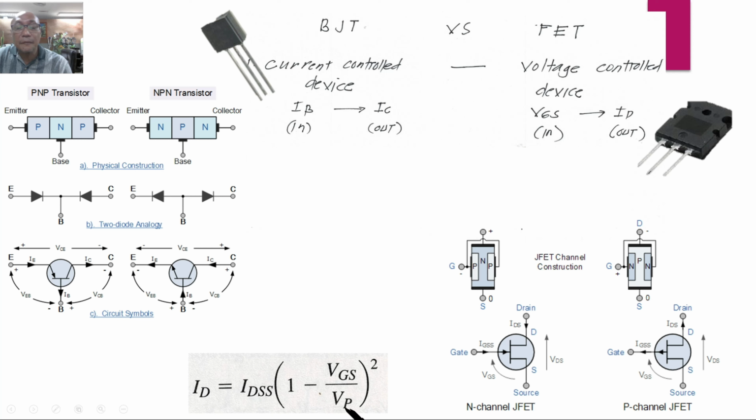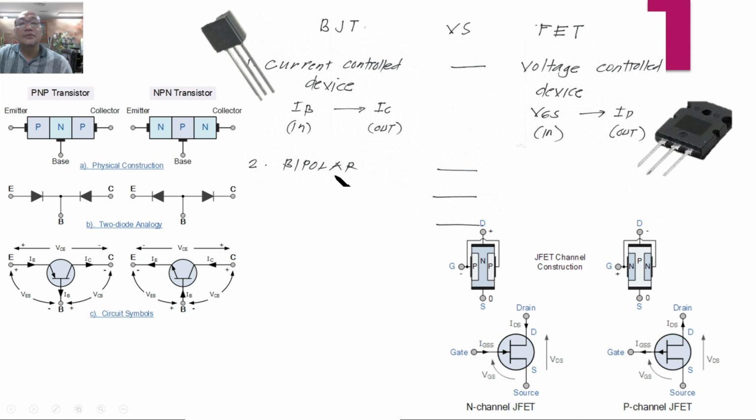IDSS, which is our saturation current, and VP, which is our pinch off voltage, are not applied voltages. Rather, these two parameters are dependent on the characteristic of the field effect transistor. It's never an applied voltage which we are going to use to control the current ID.